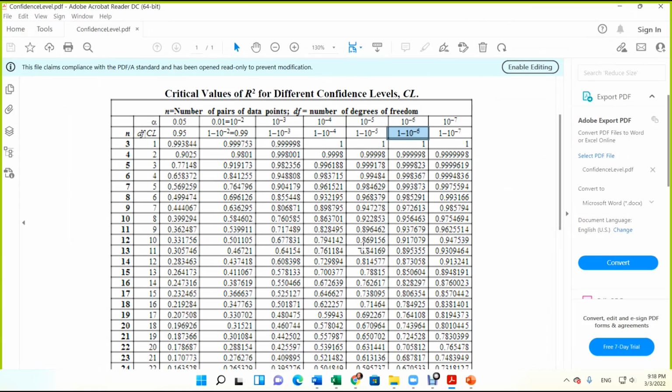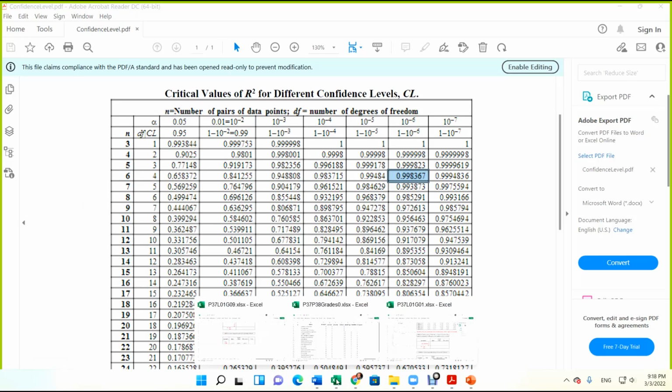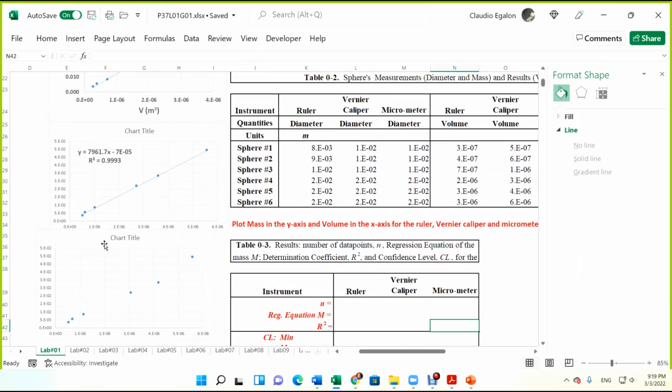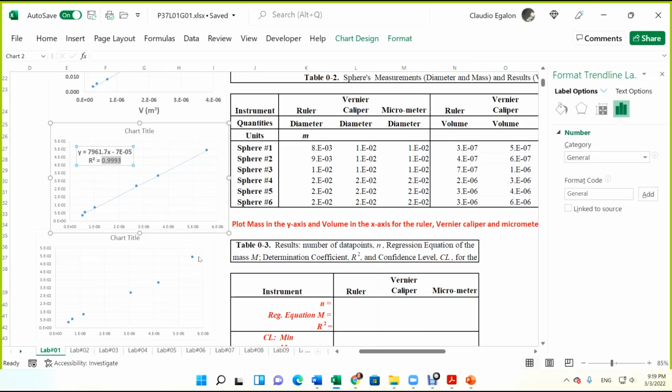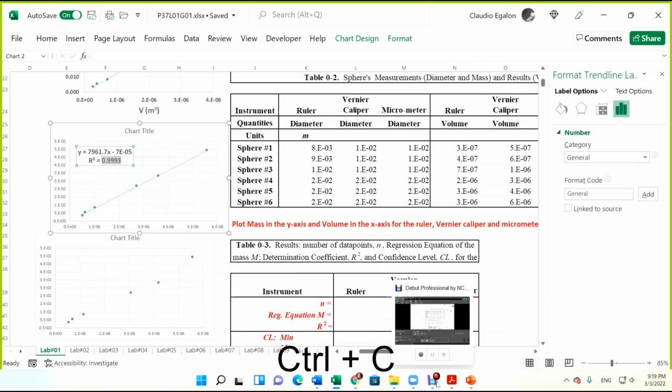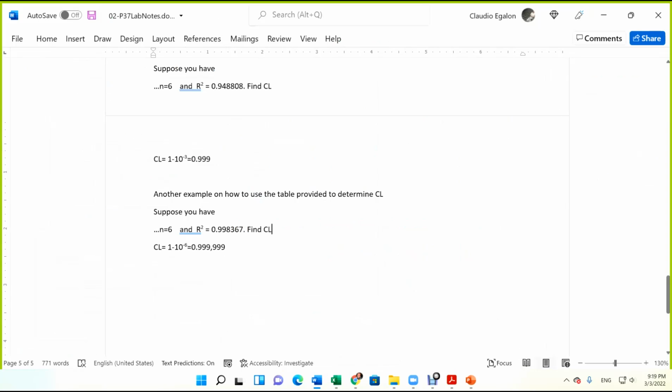In real life, you are not gonna get exactly those exact values of r squared. In real life, you're gonna get values in between what you see here. Okay, so let's take a look at one of the graphs here. Here you go. We have this r squared 9993 and n equal to 6, right?